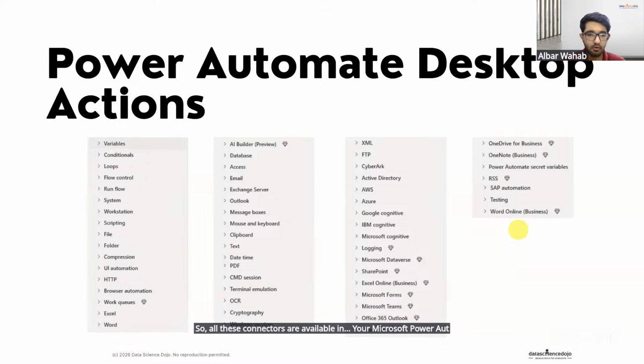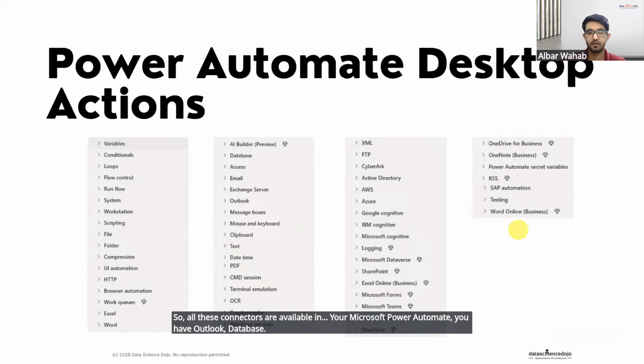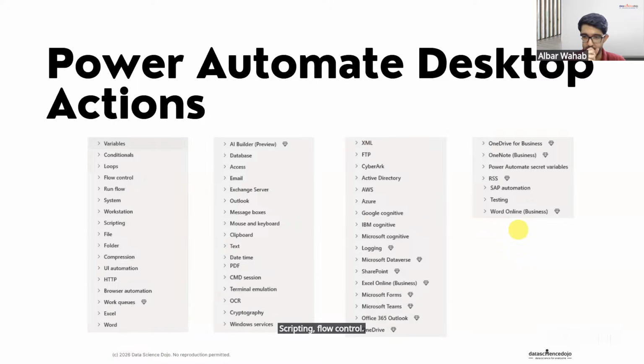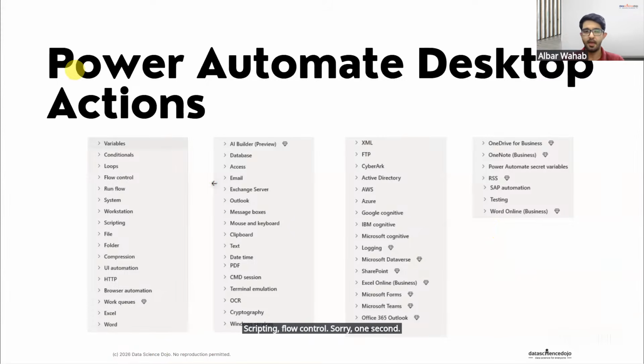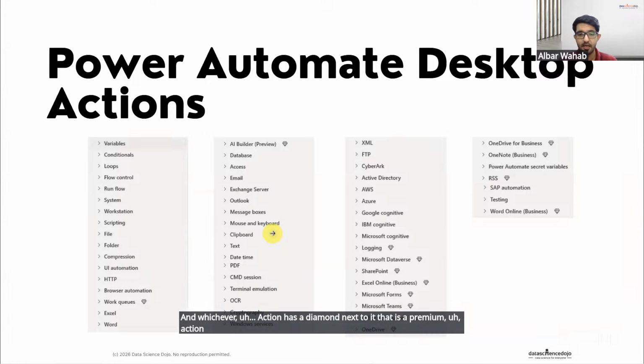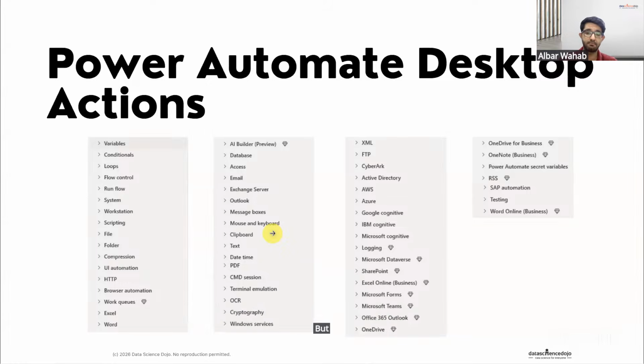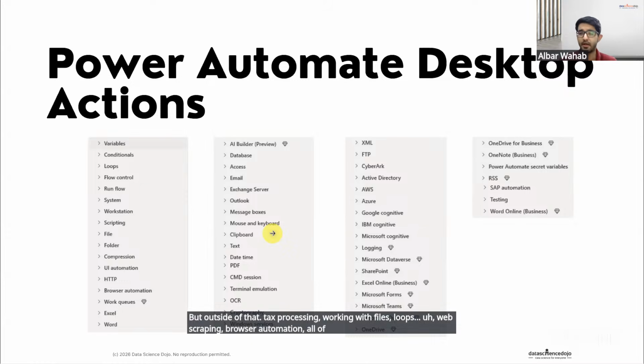All these connectors are available in your Microsoft Power Automate. You have Outlook, database, scripting, flow control. Whichever action has a diamond next to it is a premium action, so that requires a license. But outside of that, text processing, working with files, loops, web scraping, browser automation, all of that can be easily done without requiring a premium license.